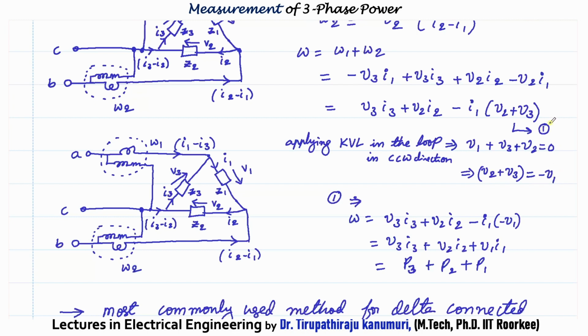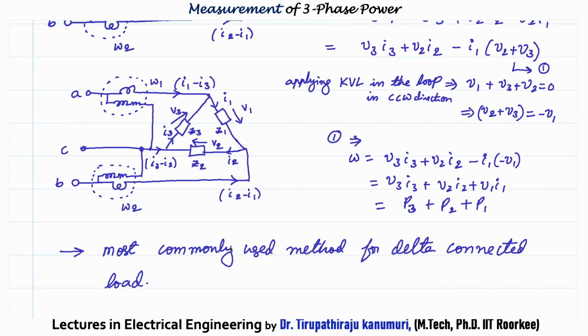So this I am substituting in equation number 1. So this will become minus V1, minus into minus becomes plus, I1 V1. Same thing, plus I1 into V1. So this is nothing but P3, this is P2, this is P1, the instantaneous power with respect to the phases or impedances of this load.